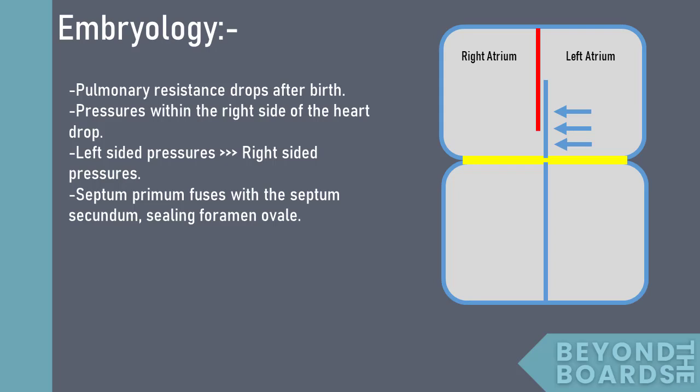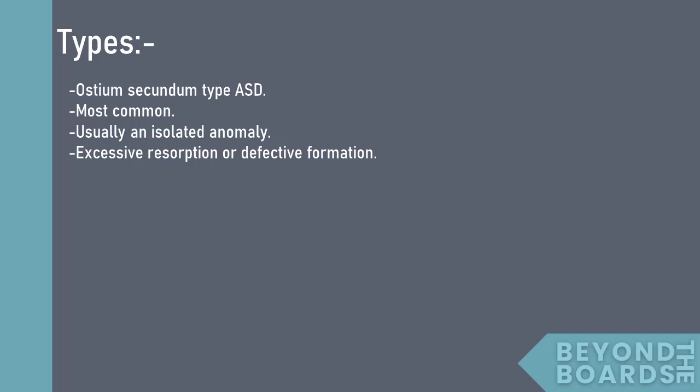so that blood will then try to go from the left atrium to the right atrium, but because that septum primum is acting as a one-way valve, this won't allow the blood to move in that direction, and that high pressure within the left atrium will push the septum primum towards the septum secundum, eventually causing them to fuse with one another, sealing off the foramen ovale. So now let's talk about the types of atrial septal defects and how they form.